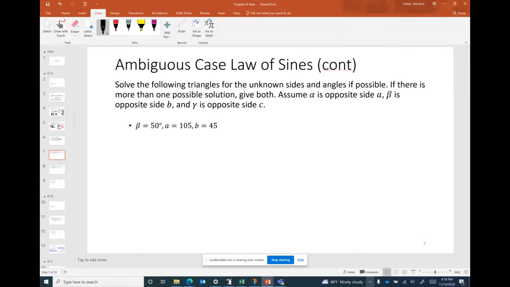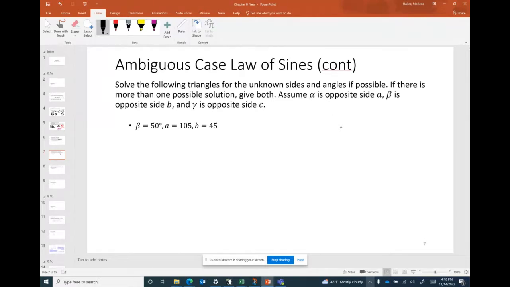All right. Now I like to sketch. I like to know what am I looking at here? Side A is 105, B is 45. It's smaller. Side B is 50. So if I'm sketching this guy, I think 50 degrees is maybe about that. I do it a little bit to scale. Across from that is 45. Alpha is going to be over here. So this side over here has to be really long.